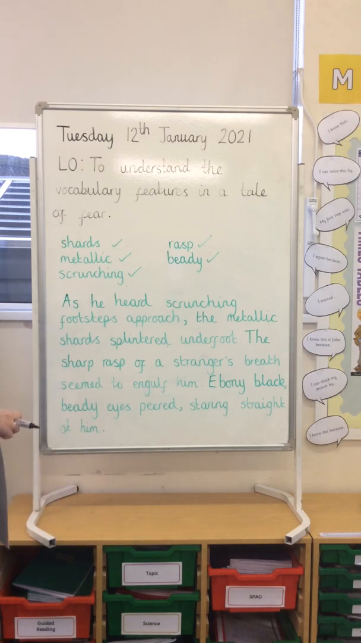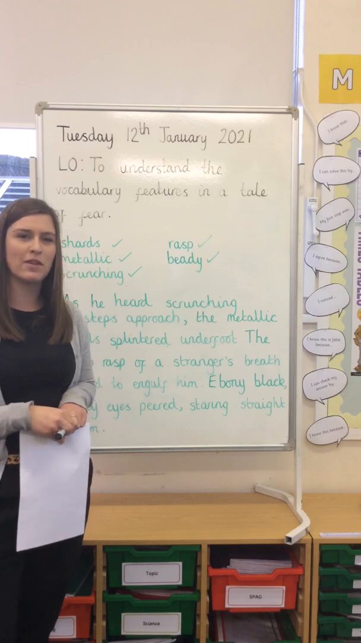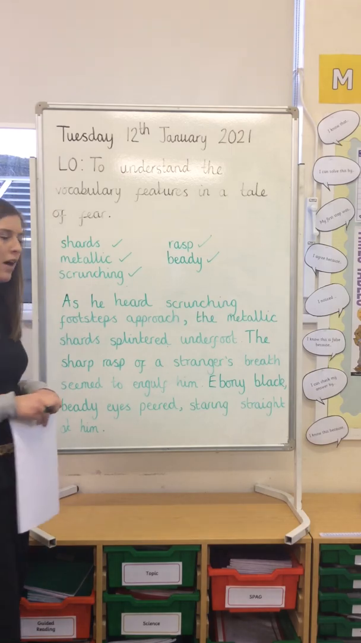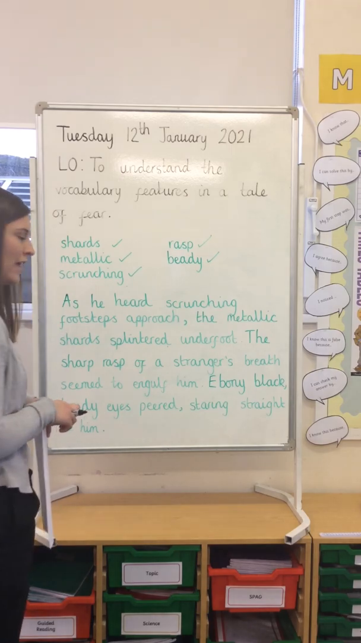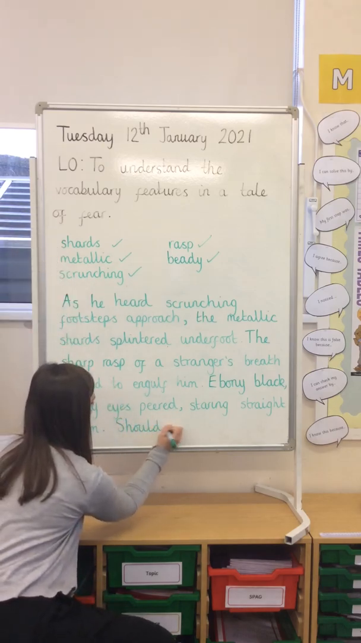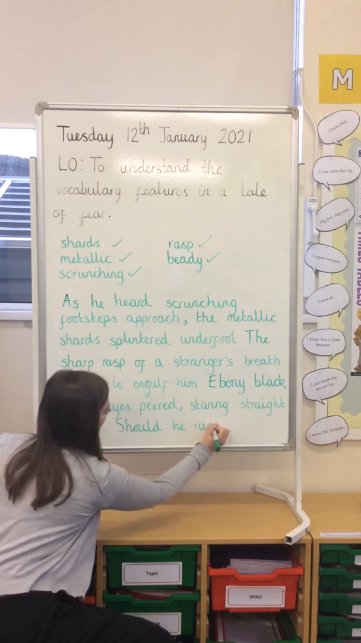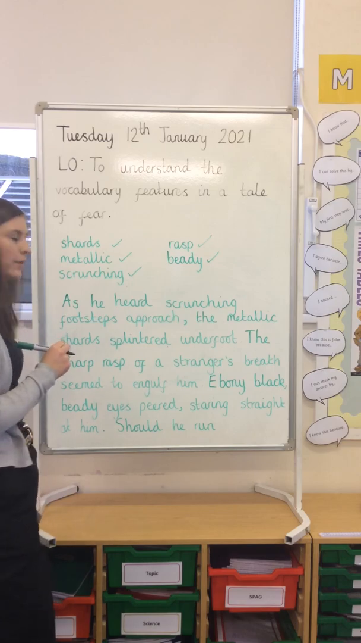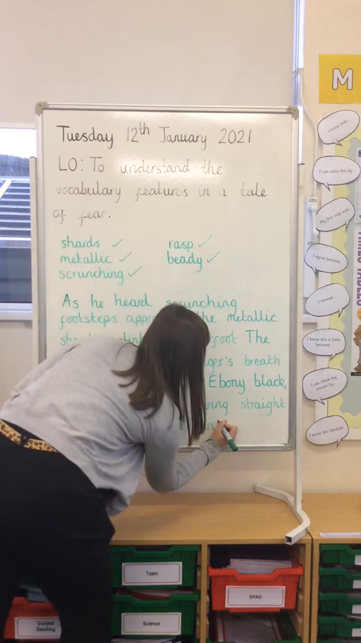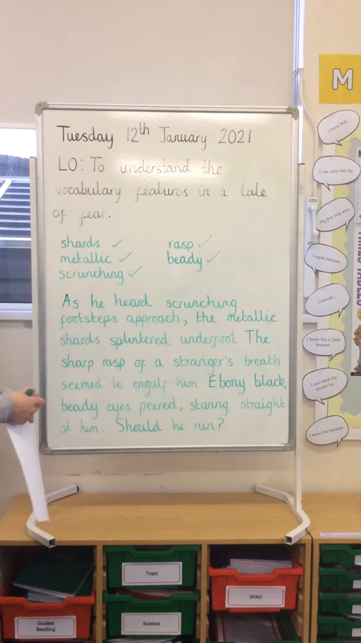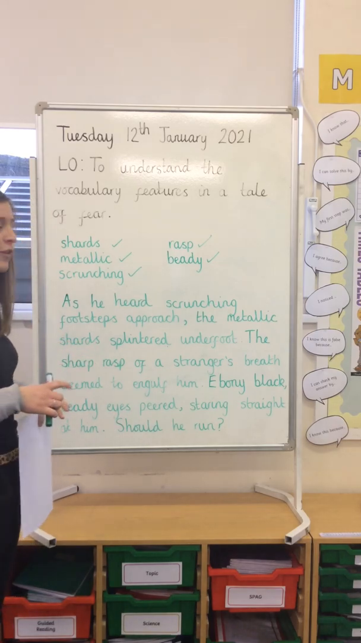Now I've used my word beady, again, knowing that that beady word means bead-like. Ebony black beady eyes peered, staring straight at him. I want to finish it possibly with a rhetorical question. It doesn't seem like a very nice place to be, so maybe a rhetorical question that I might ask the reader is, should he run? And remember, our range of punctuation, I'm not going to put a full stop. Hopefully you should know with a rhetorical question, I'm going to put a question mark. And then that's just a few. I've only written 3 sentences. I expect around 5 from you for a paragraph.